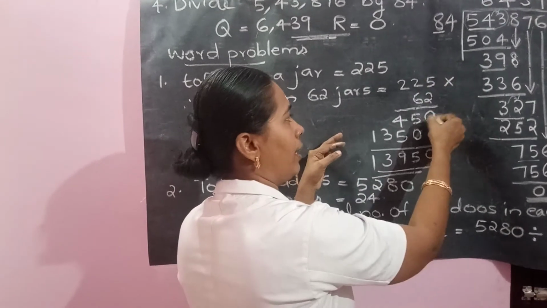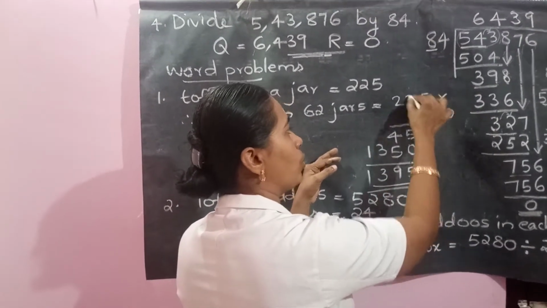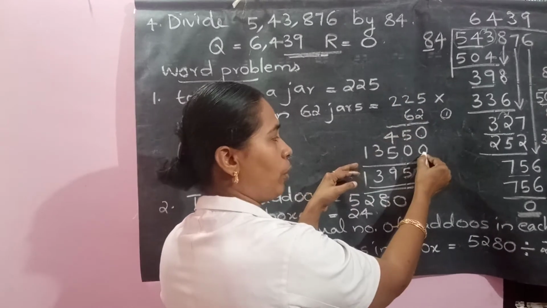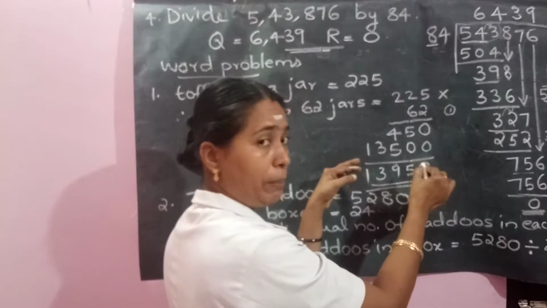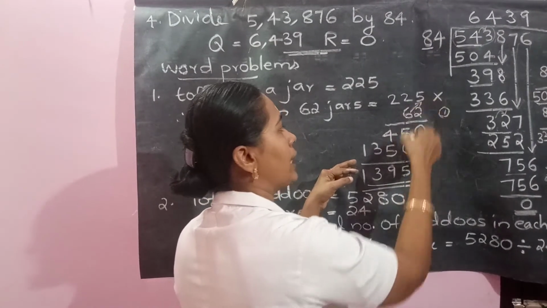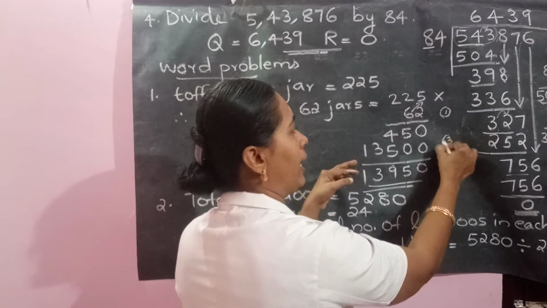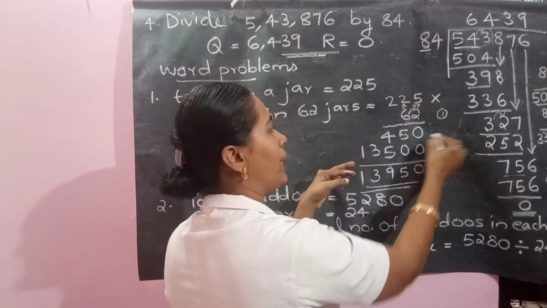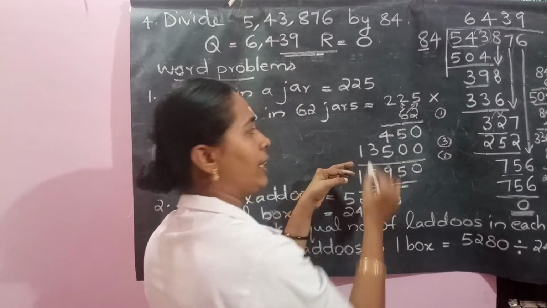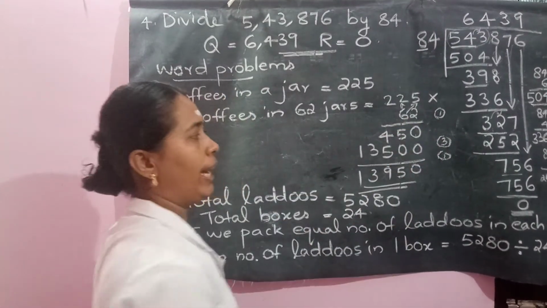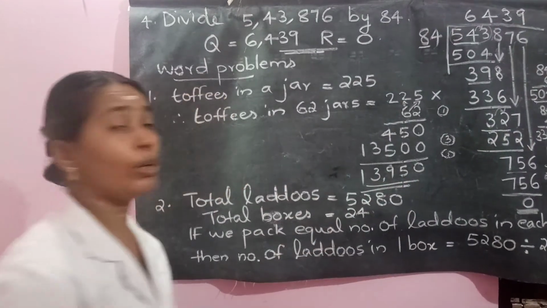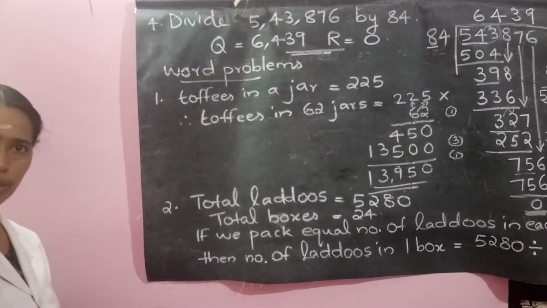2 2s are 4, 4 plus 1, 5, 2 2s are 4. I told you when we are doing multiplication, the second row starts with 0 first. Then you multiply. 6 5s are 30, 3 balance. 6 2s are 12 plus 3, 15, 1 balance. 6 2s are 12, 12 plus 1, 13. Add column wise. We have 13,950 toffees. Okay.